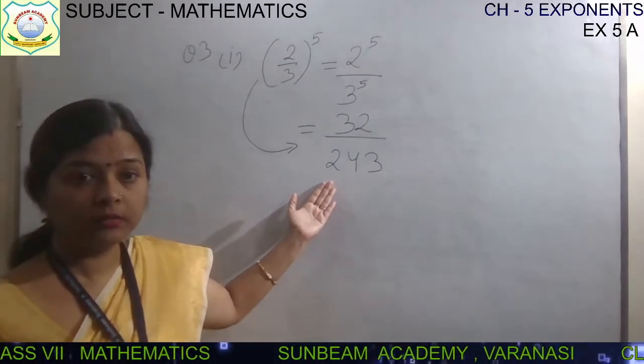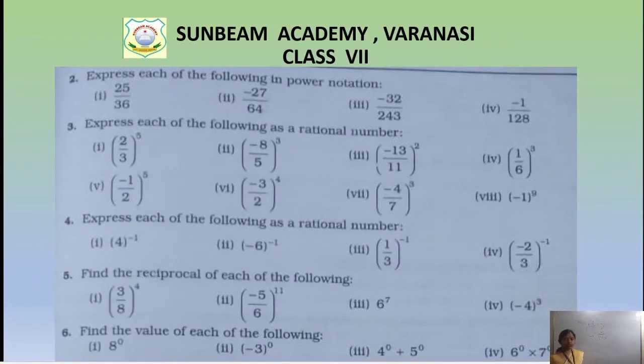Next question. Next question is third question, third part, children. So it is minus 13 by 11 to the power 2. Minus 13 by 11 to the power 2. This is the question, children. Let's see how we will solve it.